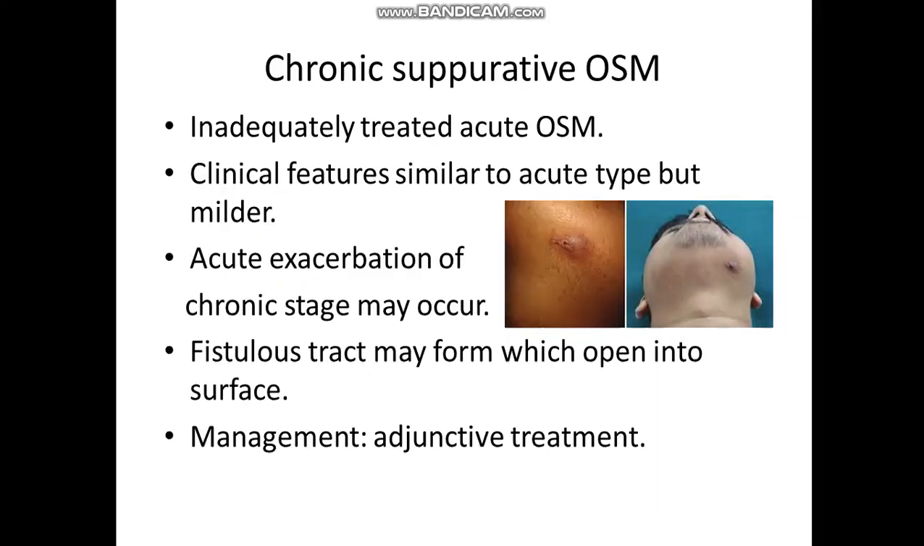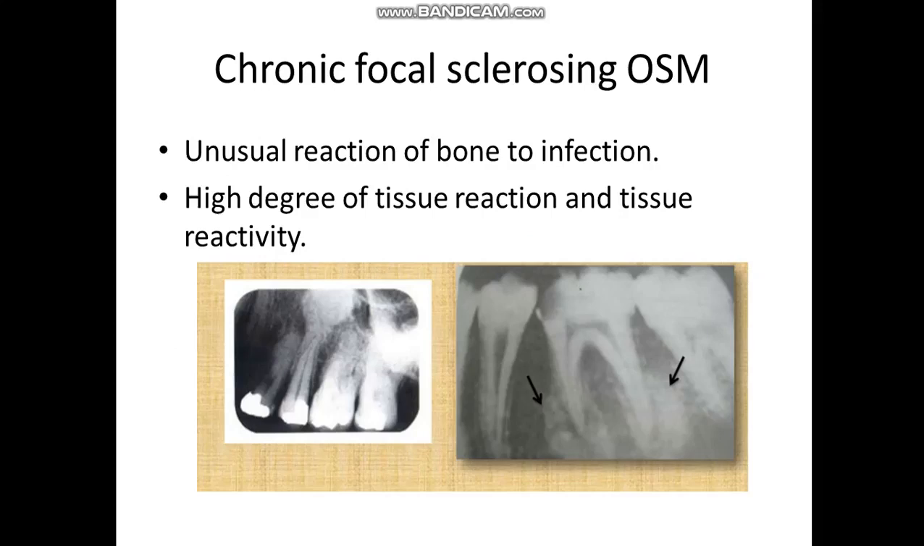Now, there's another type called chronic focal sclerosing osteomyelitis. Here, as I mentioned before, chronic osteomyelitis could be suppurative or non-suppurative. Non-suppurative means there is no pus formation. So it is described as bone sclerosing. That means more bone proliferation. Instead of bone destruction, there is bone formation, bone proliferation.